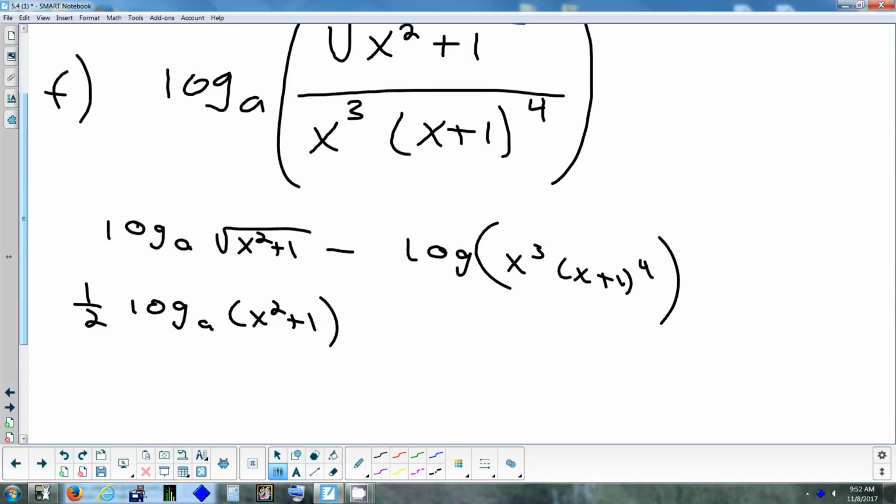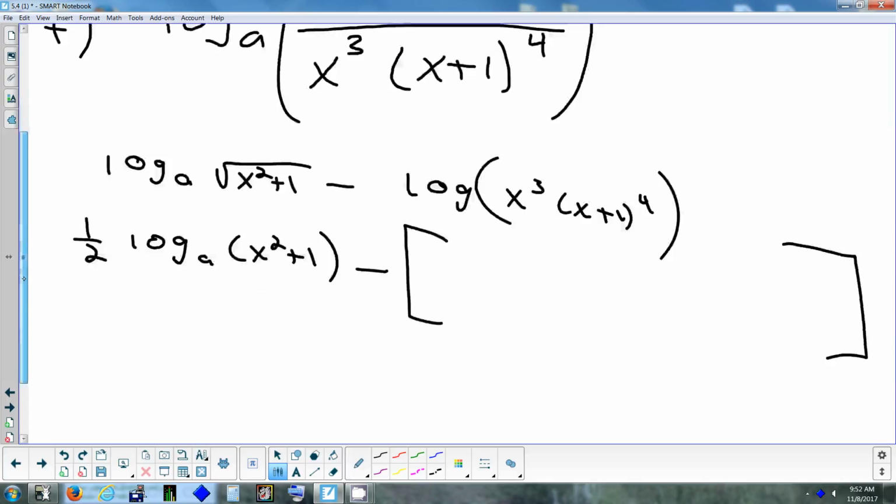We don't have a rule for a sum. We have a rule for a product. We have a rule for a quotient. There's nothing we can do with a sum. Minus. And now you have the log of a product. So how does the log of a product split?